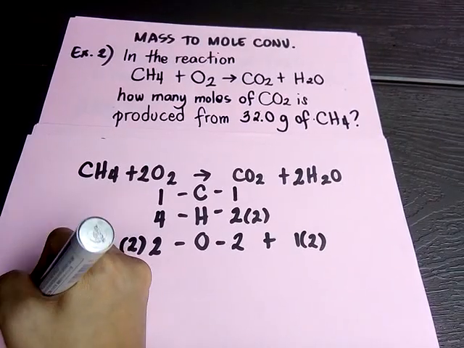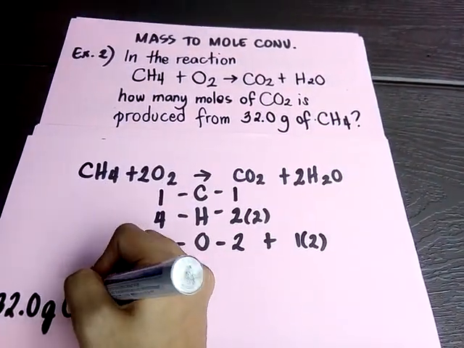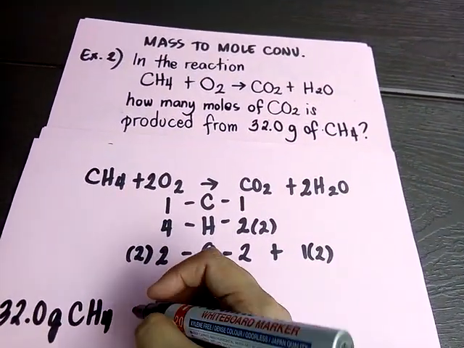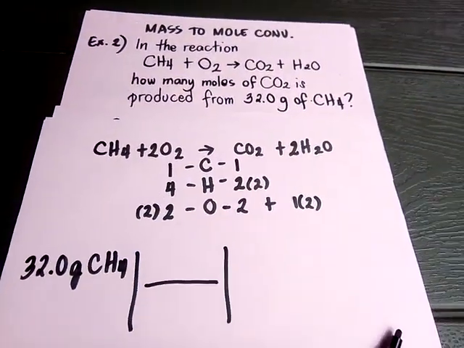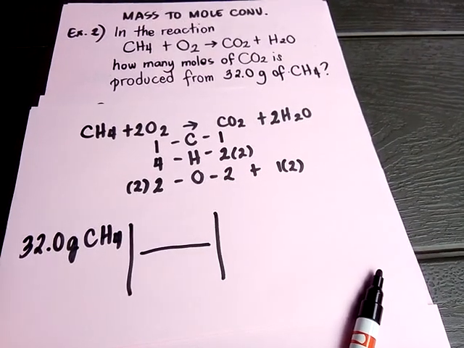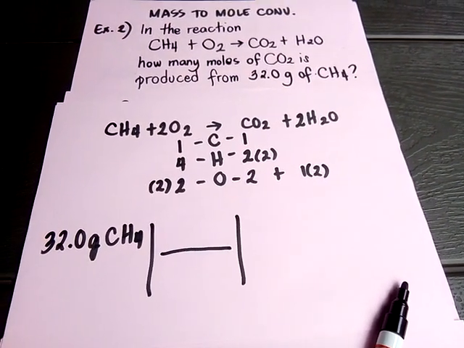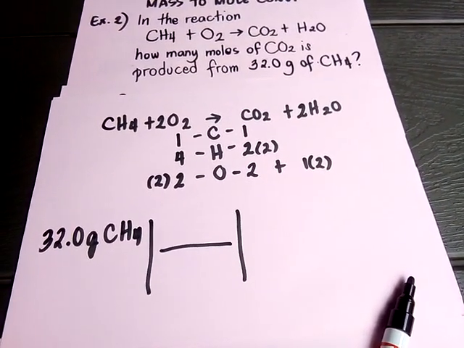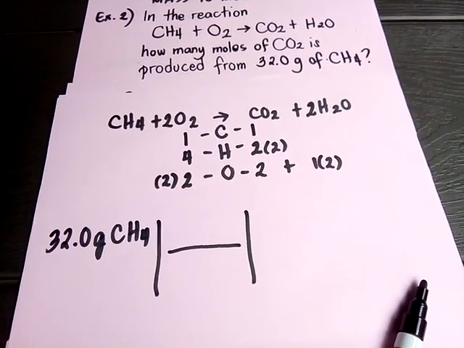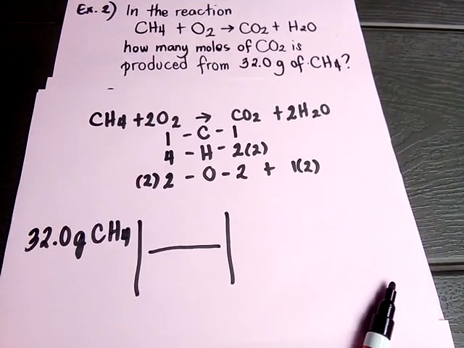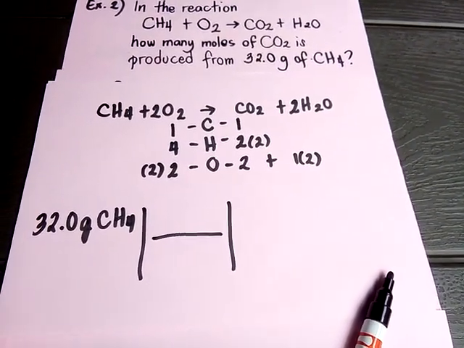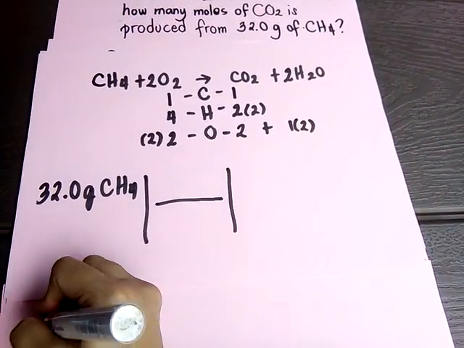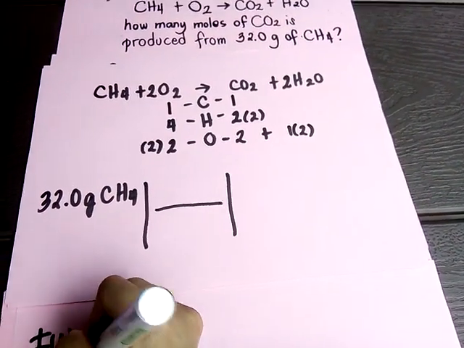So let's start with the given, which is 32 grams of CH4. Now, you cannot use the mole ratio yet because your unit is not in moles. So you have to look for a quantity that will relate mass and mole. What is that? That is your formula weight. So meaning you have to get the formula weight of CH4.